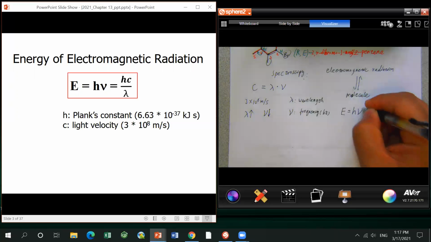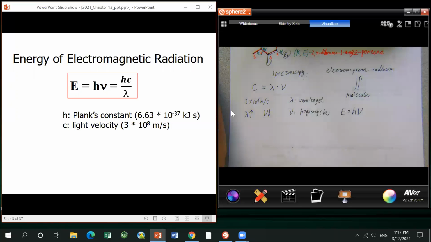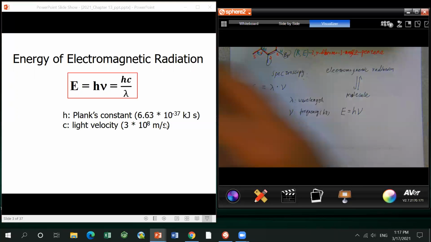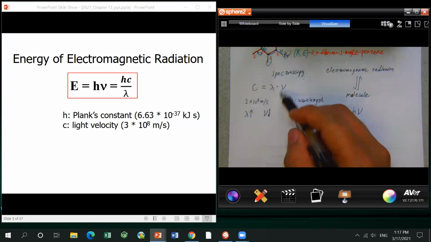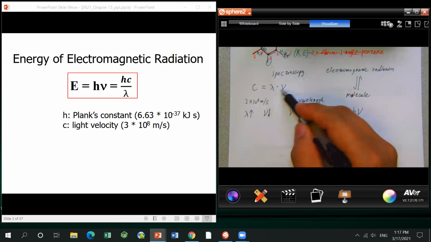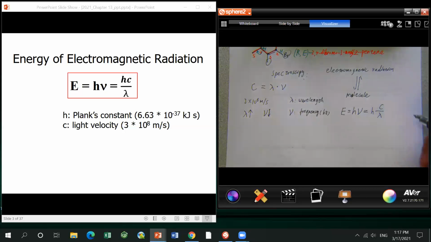H times mu. Mu is the frequency, we already know that, and H is Planck's constant. That's just a constant. We already know the relationship between the wavelength and the frequency, so we can change the frequency to C divided by the wavelength. That's the same thing.